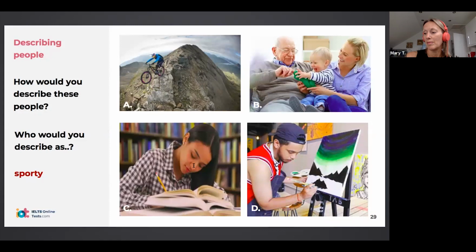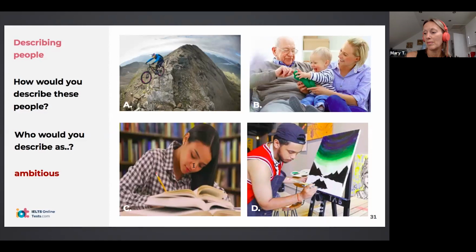And sporty, it's kind of obvious as well. A, yeah, it's got to be A. What about reliable? B. Yeah, I think B is definitely reliable. Well, the grandfather is reliable. Any others you could say are reliable? Yeah, it's possibly C. She looks as if she's probably a reliable person. She's studying, so she's quite serious about what she's doing. That suggests she's reliable.